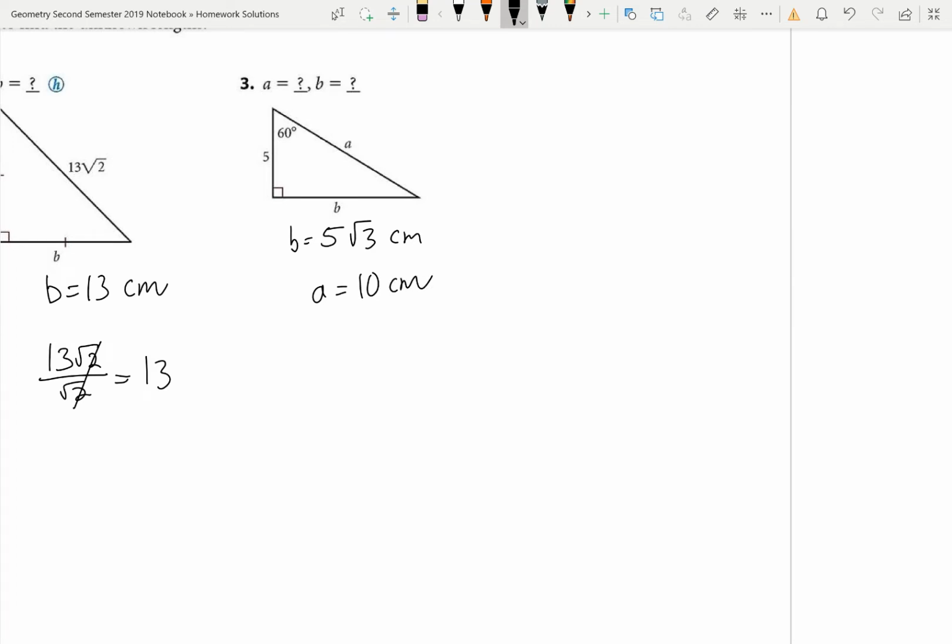And the reason is because it's a 30, 60, 90 triangle with the given length of 5, which is a shorter leg. And so by the 30, 60, 90 triangle conjecture, the length of the hypotenuse is twice the length of the shorter leg. So A is going to be twice the length of the shorter leg, which is 10 centimeters. And the length of the longer leg is the length of the shorter leg times root 3. So the length of the shorter leg is 5, so B is 5 times root 3.